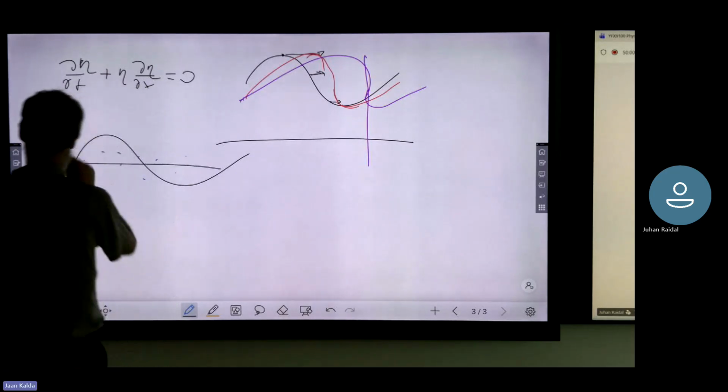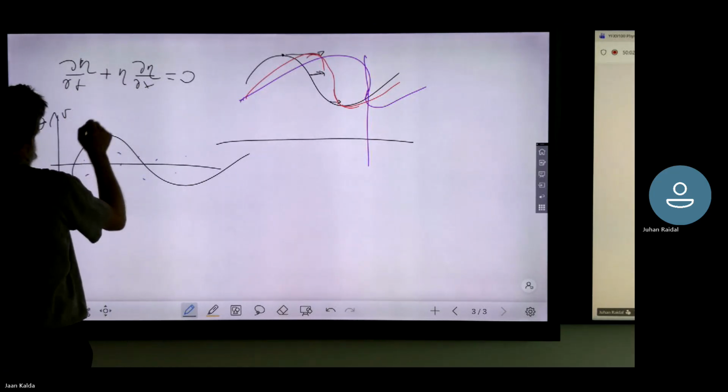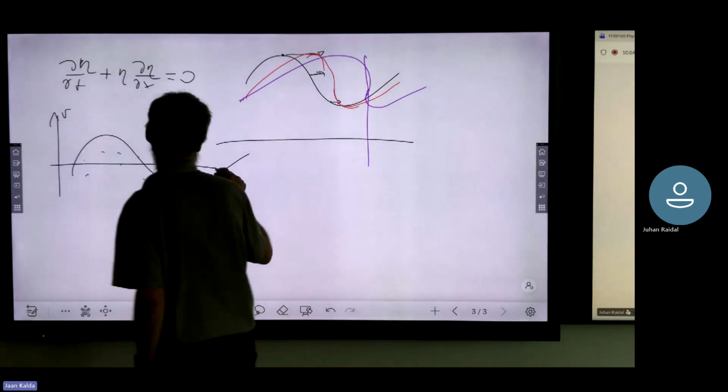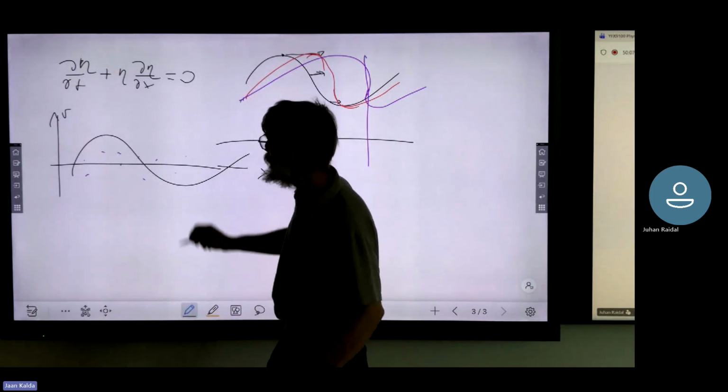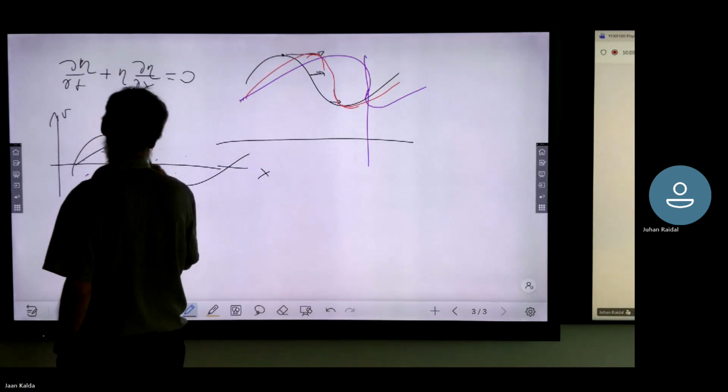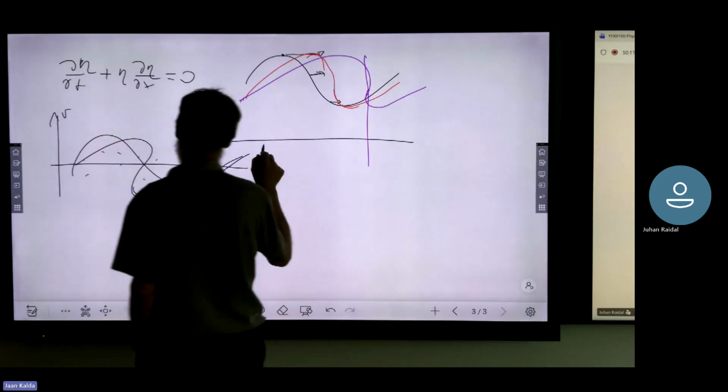Here is the speed of particle. Here is the coordinate x. And then you will be having wave breaking. It goes something like that, right now.